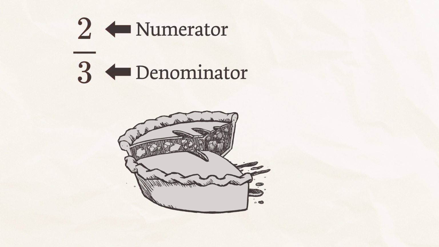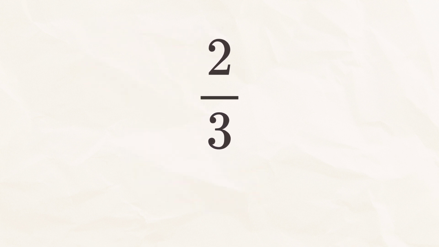In this case, the amount of pie we have left is less than a whole pie. So the numerator is smaller than the denominator. When this is true, we call this type of fraction a proper fraction.